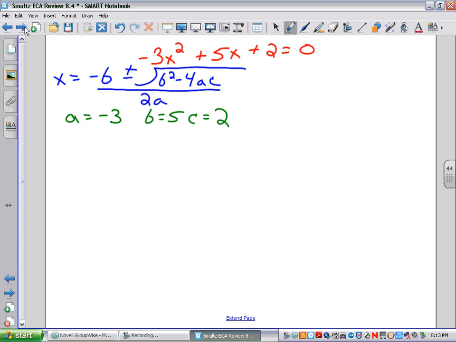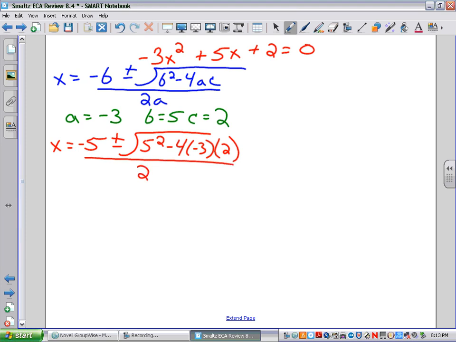Let's plug some stuff in. X would equal negative B, so I want negative 5 plus or minus the square root of 5 squared minus 4 times A, which is negative 3, times C, which is 2, all over 2 times A, or 2 times negative 3. That's just plugging in A, B, and C into the problem.